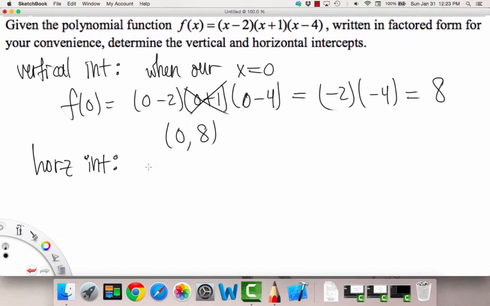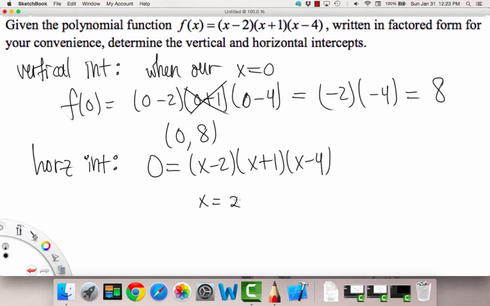Okay, and now let's move on to our horizontal intercept, or intercepts, or none. All we have to do is set our function equal to 0. So 0 is equal to x minus 2, x plus 1, and x minus 4. What x values could possibly make this equality true? Well, x is equal to 2. That's one of them. If x were equal to 2, this thing would be 0, and 0 times anything else just is 0, right? So that could make it work.